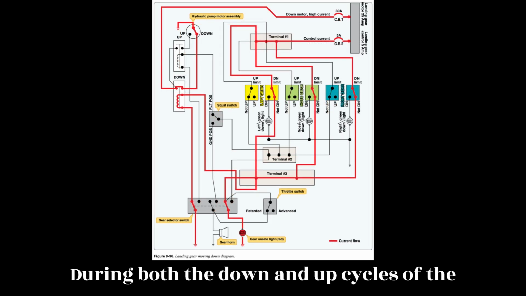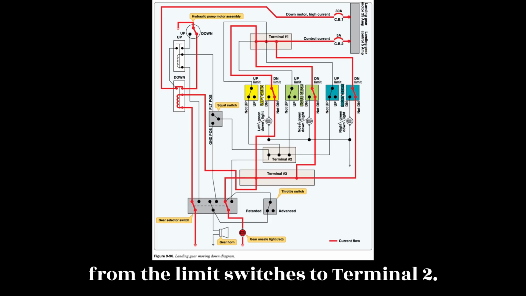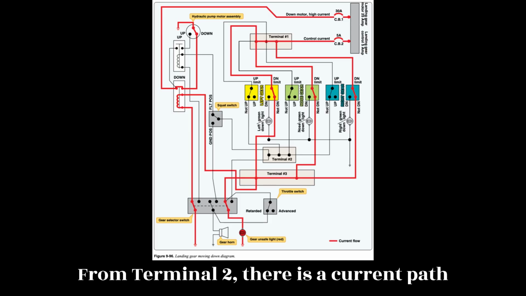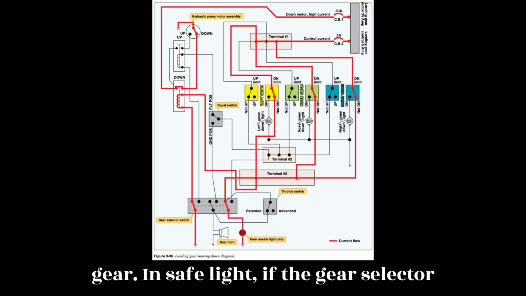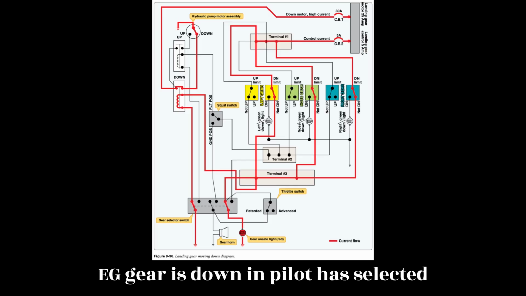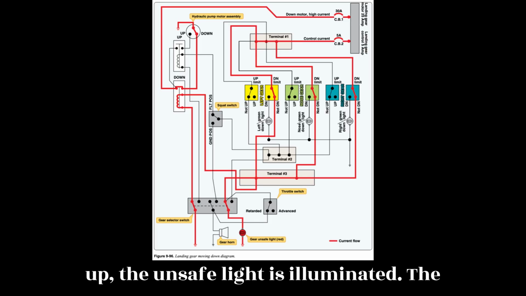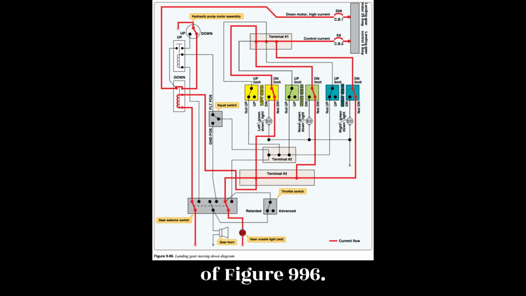During both the down and up cycles of the landing gear operation, current travels from the limit switches to terminal 2. From terminal 2, there is a current path through the gear selector switch to the gear unsafe light. If the gear selector disagrees with the current gear position, e.g., gear is down and pilot has selected up, the unsafe light is illuminated. The gear unsafe light is shown at the bottom of figure 9.96.